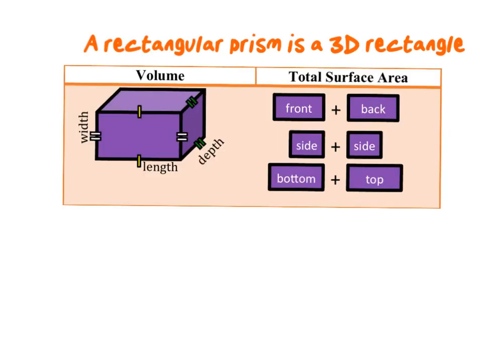Let's look at a rectangular prism, which is basically a 3D rectangle. This works pretty much the same way as a cube. The only difference is that instead of 3 sides that are the same, or 3 dimensions that have the same length, in this case we have a length, a longer side, a width, which is a shorter side, and then the depth that makes it 3D.